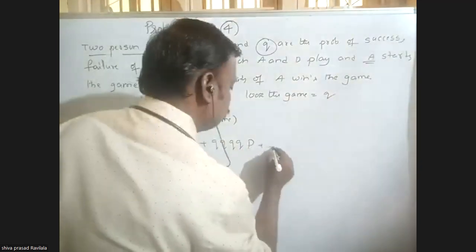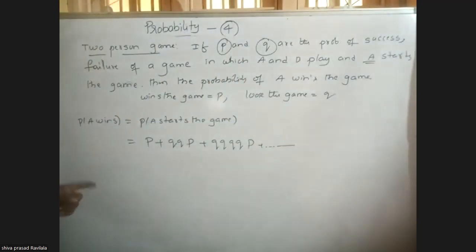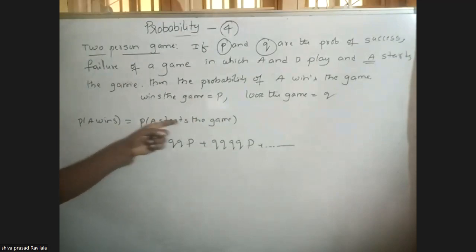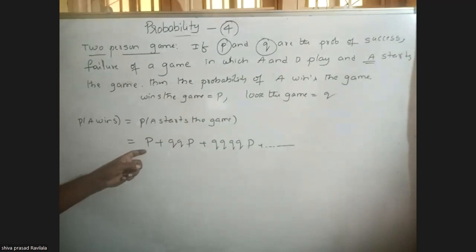Plus so on. Why are you writing only you win? Already clearly mentioned that A won the game. Probability of A wins is equal to probability with A starts the game. Therefore P, first I won the game, game up. So why does it happen like this? This case may have happened, yes.